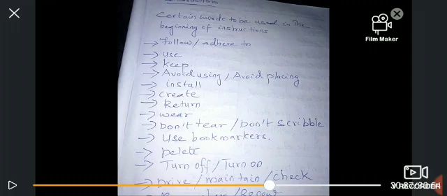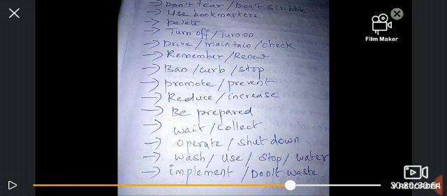and you can write use, keep, avoid using, avoid placing, install, and then create, return, wear, don't tear, don't scribble, use bookmarkers, delete, turn off, turn on, drive, maintain, check, and renew. Likewise, I have given some more words. You can also see that, and you can utilize them when you write for the exam. Don't tear, don't scribble, again it's repeating. And drive, maintain, check, remember, renew, ban, curb, and stop.